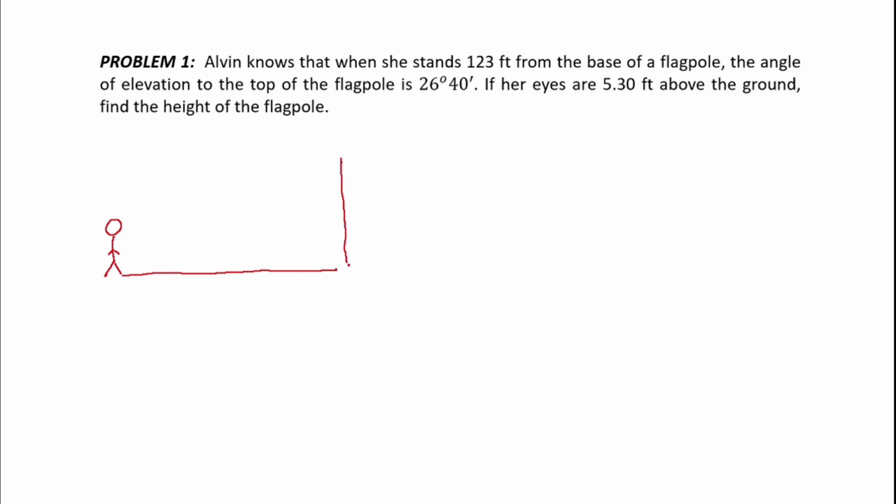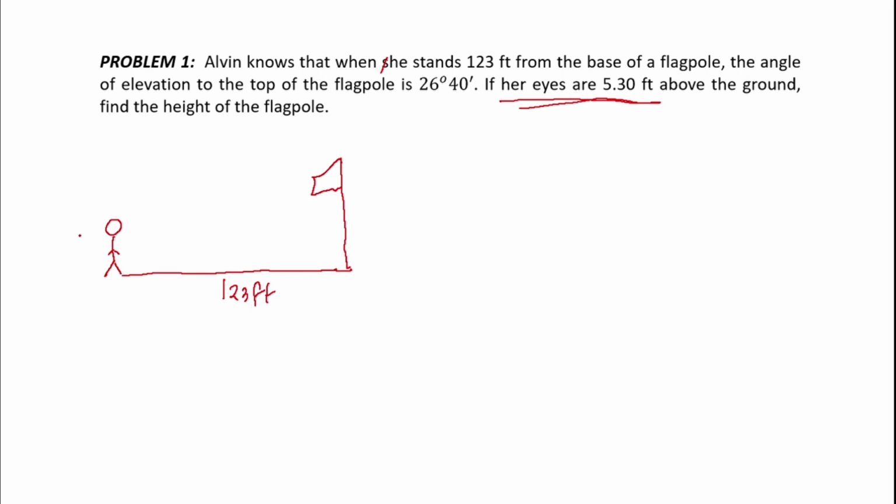okay, so let's draw a flagpole. Okay, this is a flag. From the base of this is 123 feet. Okay, Alvin knows that when he stands 123 feet from the base of the flagpole, the angle of elevation of the top of the flagpole is 26 degrees and 40 minutes. Take note that her eyes are 5.3 above the ground.